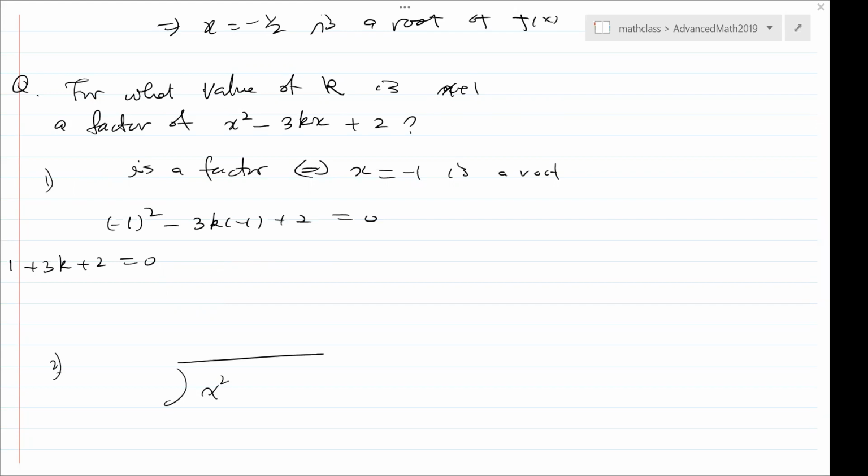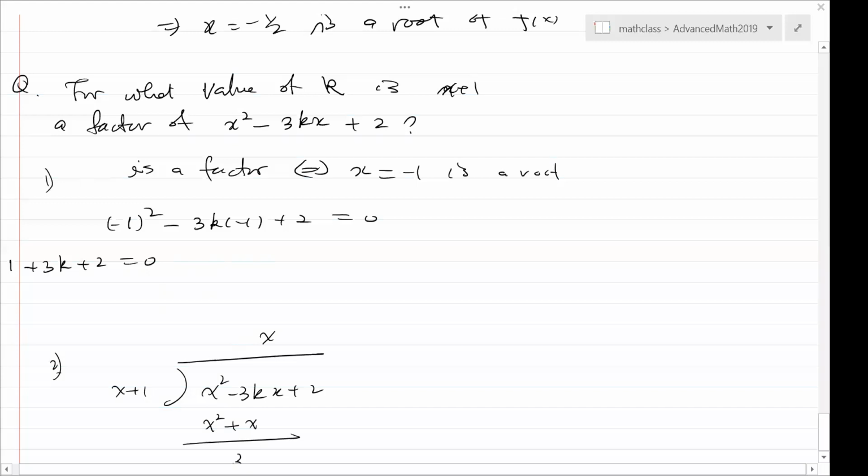Yeah, it's weird. Okay. I'm going to be careful when I write it. So it's 3kx plus 2. You divide by x plus 1. So first thing is x. It's fine. x squared plus x. Then you do subtraction, 3kx minus x plus 2.